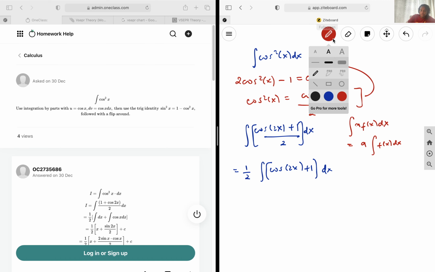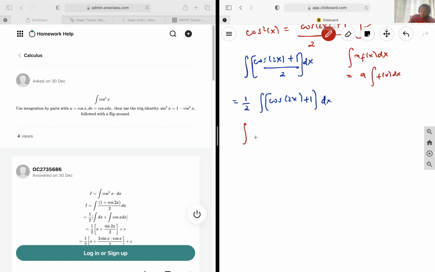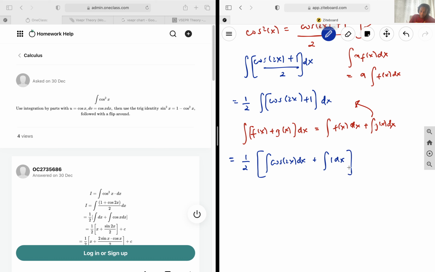Additionally, we'll also be using the additive property of the integral of f of x plus g of x all over dx is going to be equal to the integral of f of x over dx plus the integral of g of x over dx. So in this scenario, our f of x is going to be cos 2x and our g of x is 1. So let's just write that all out separately. And so we get 1 over 2 all into the integral of cos 2x dx plus the integral of 1 dx. This integral is easy to find. It is just going to be equal to x.